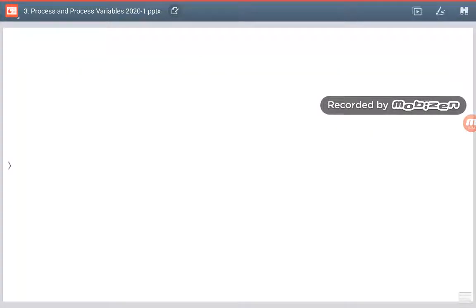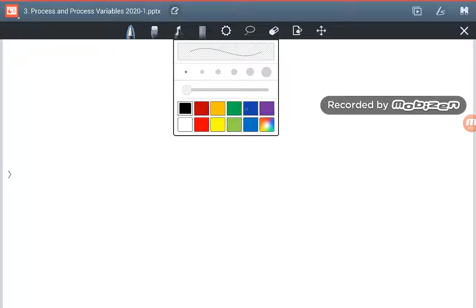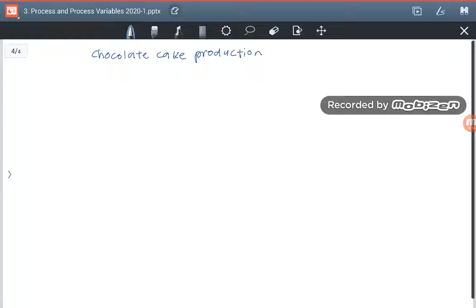Okay, let's imagine that we are going to bake a cake. Okay, imagine that we are doing a chocolate cake production, let's say. How many of you know how to bake a cake? Well, you can use your own experience to imagine the whole process, right?